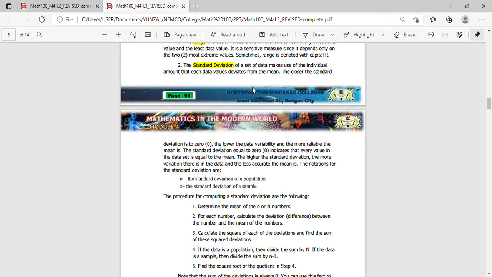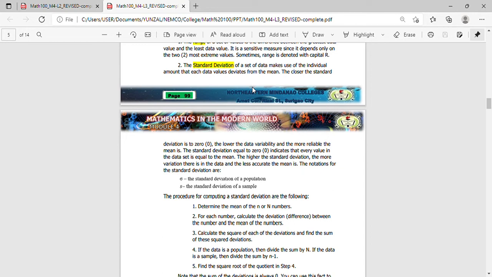Number 2 is the standard deviation. Now, of a set of data makes use of the individual amount that each data value deviates from the mean. The closer the standard deviation is to 0, again, kung mas closer ang standard deviation sa 0, the lower the data variability and the more reliable the mean is. But if the standard deviation is equal to 0, this indicates every value in the data set is equal to the mean.